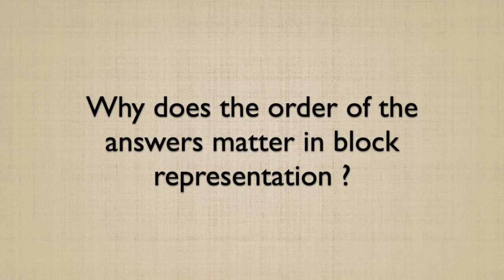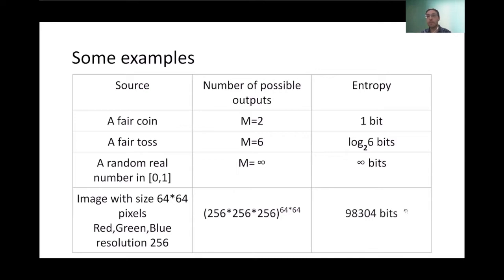The order of answers, yeah, so you want to know the answer for each person, right? When you want to store it, you want to know that the answer to the first person was yes or no, the answer to the second person was yes or no. The order is important because you want to store the entire information. You want to represent the entire information. You don't want to lose anything.